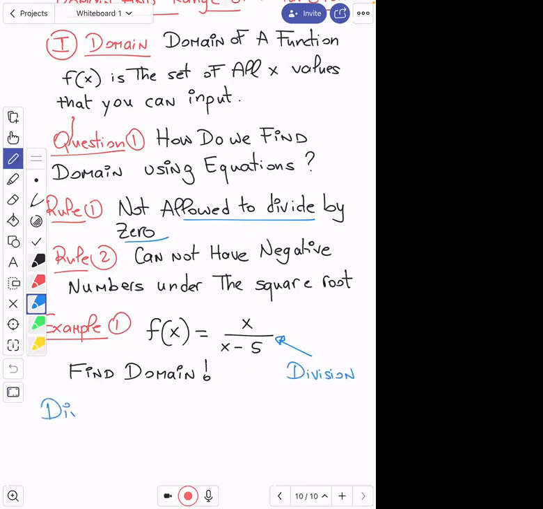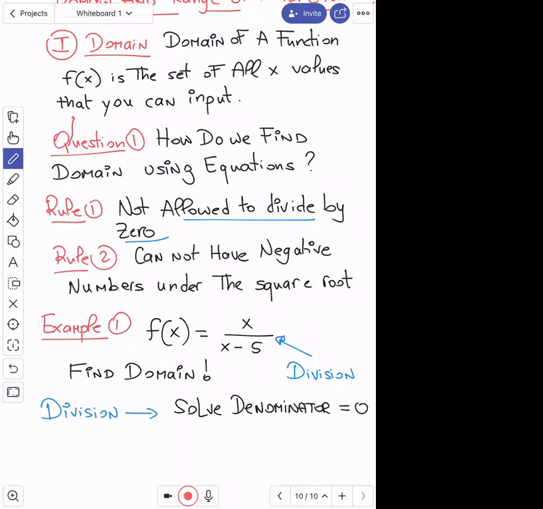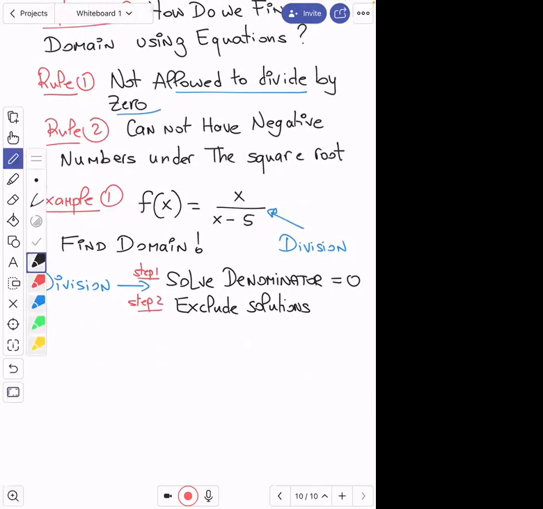Whenever you have a division, you need to solve denominator equal to 0, and then you have to exclude the solutions from the domain of the function f. That's the first step, step 1. In the second step, you have to exclude the solutions from the domain. Of course, here we don't have a square root, so we don't have to worry about rule number 2.